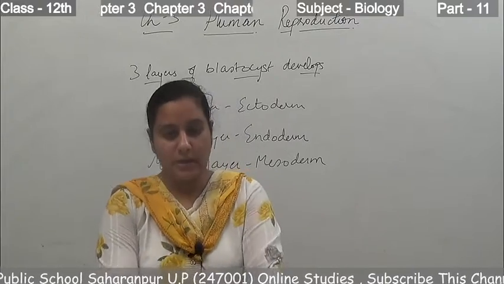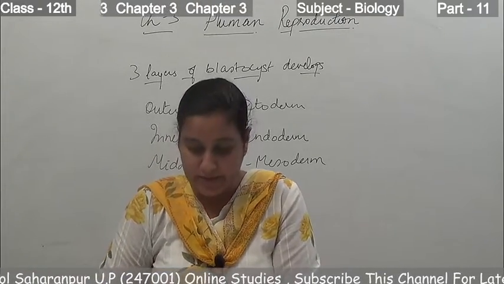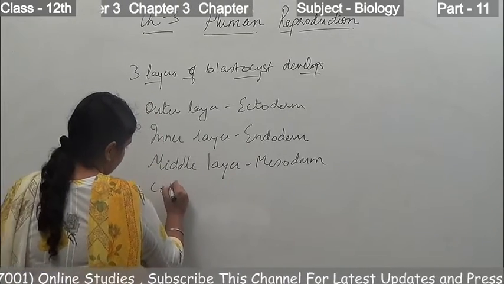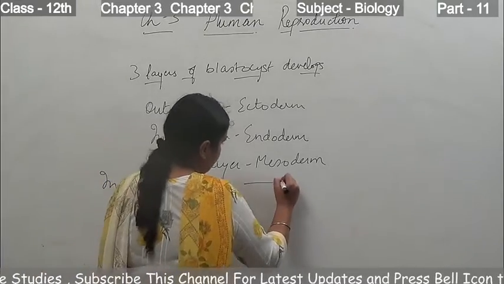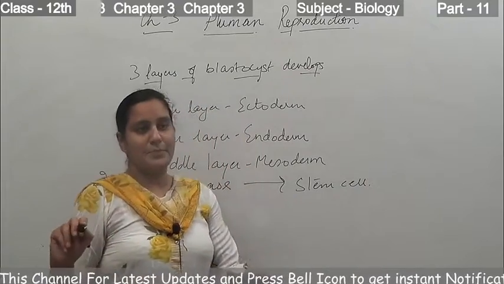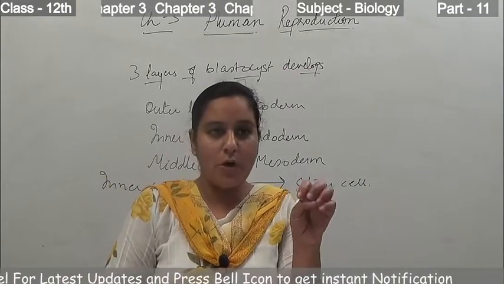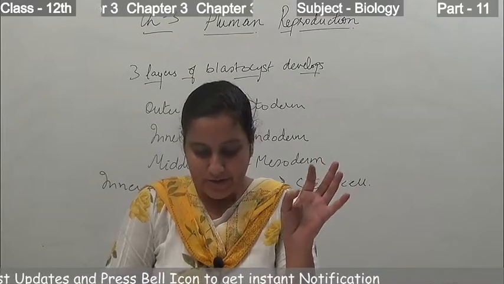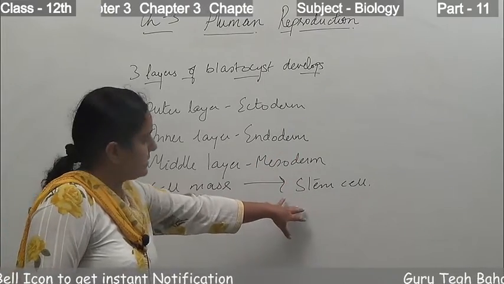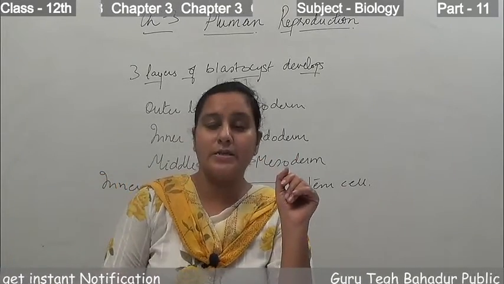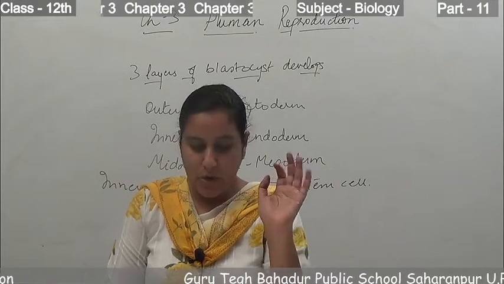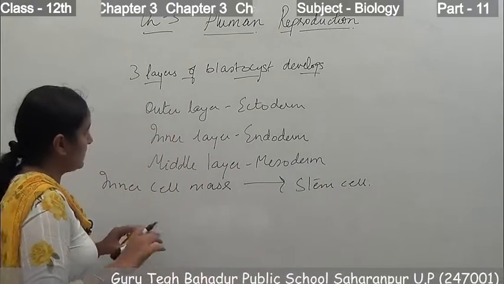Now, this inner cell mass contains some cells that are called the stem cells, and this stem cell has a potency to give rise to all the tissues and the organs. So, some cells of the inner cell mass are called the stem cells, and this stem cell has a potency to give rise to the various tissues and the organs. Now, after that, the pregnancy actually started.